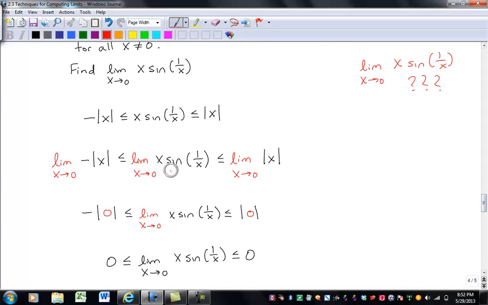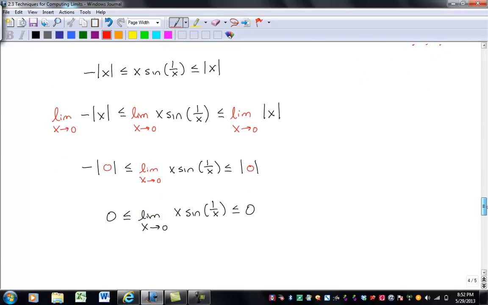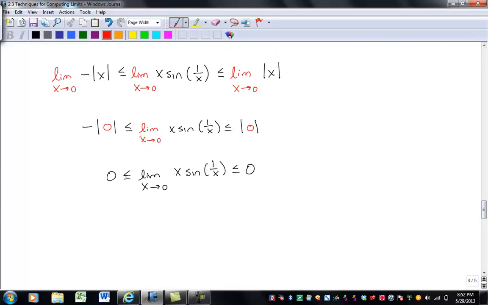Well, I don't know what the middle one is. But I know that when I plug in 0 on the outsides, because I can evaluate those, I get 0 less than or equal to the limit I'm looking for, less than or equal to 0. The only number in the whole wide world that's greater than or equal to 0 and less than or equal to 0 is the number 0. The number 0 is the only one that fits in there. So I squeezed my limit between two limits I could find. So I've proven that the limit as x approaches 0 of x sine 1 over x equals 0 by the squeeze theorem. I've squeezed it between two functions and found the limit of those.